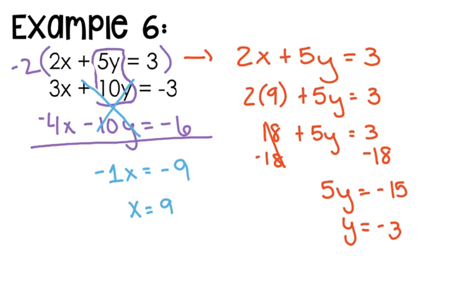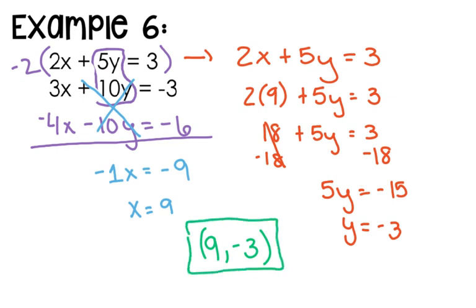So our coordinate here is 9, -3. Remember, that's the coordinate where these lines would intersect on a graph. That's what that means.